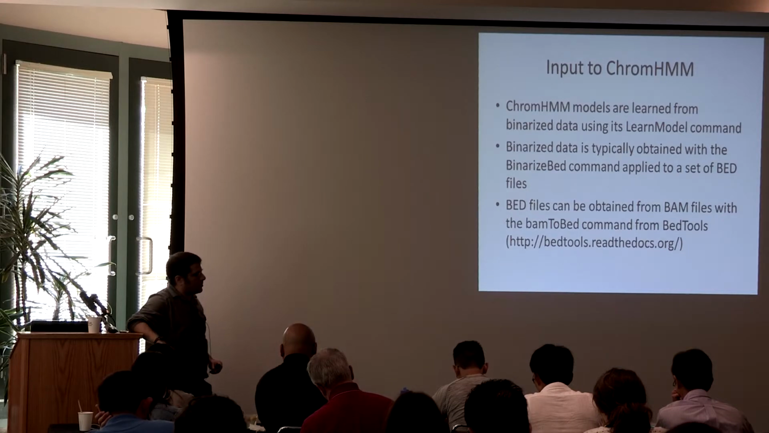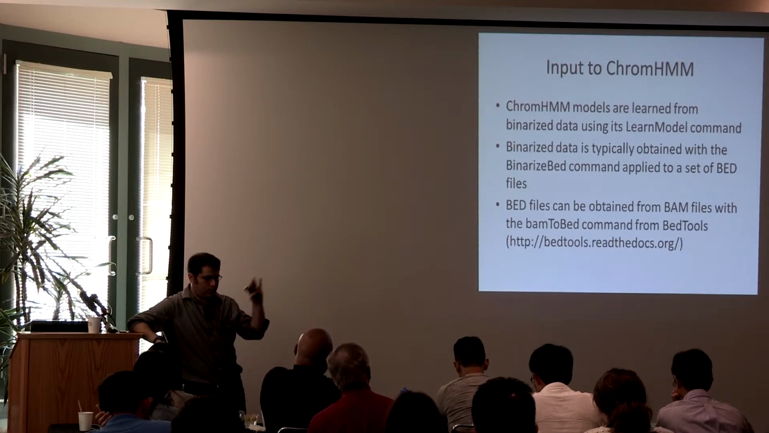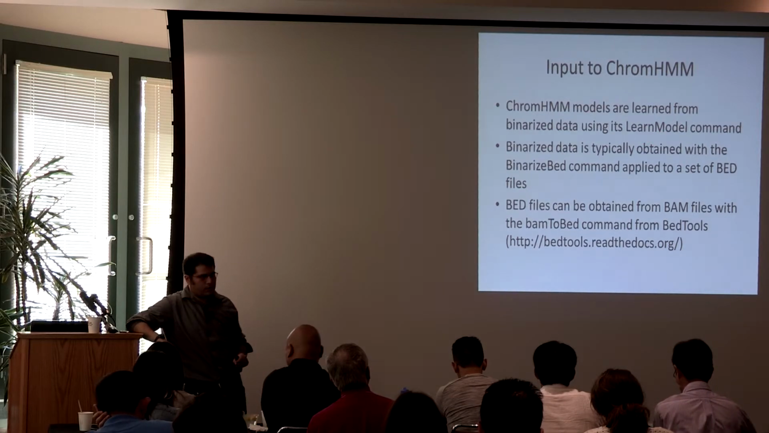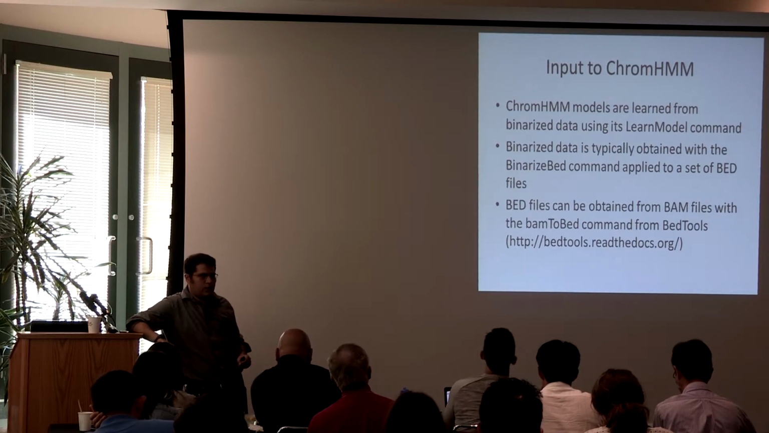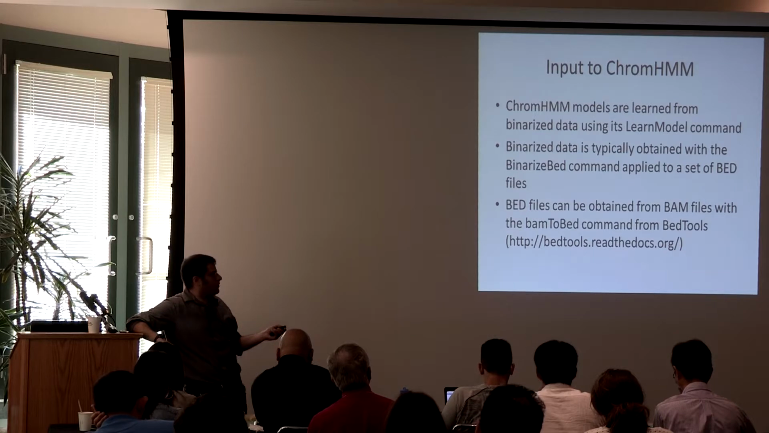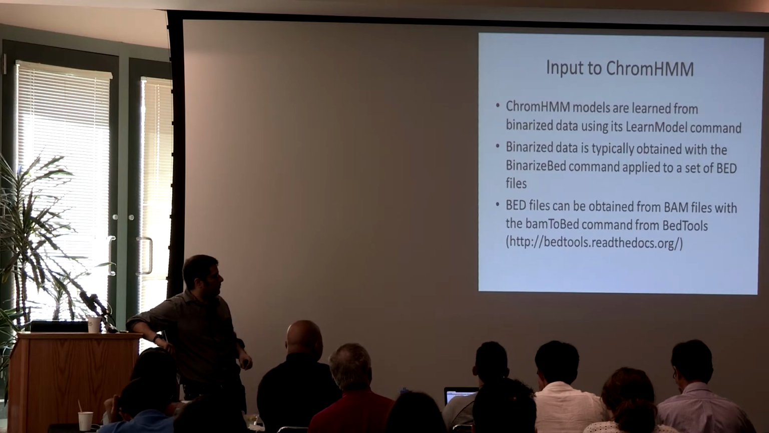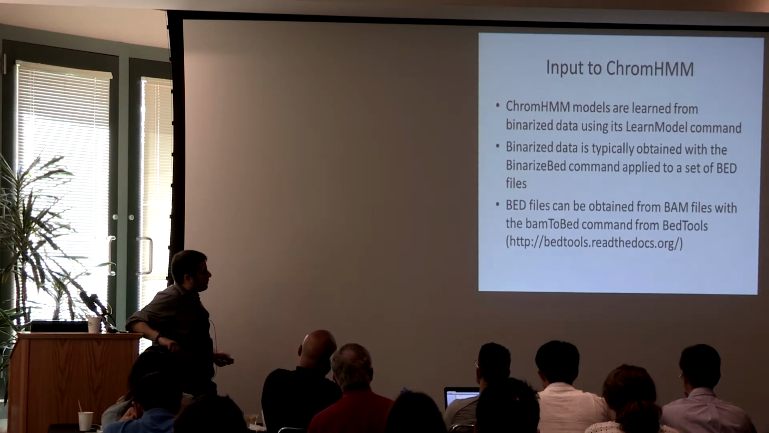So the input to ChromHMM, as I had talked about before, is this binarization of marks at these 200 base pair intervals. So the main command, and I'll illustrate this on the command line, is the command ChromHMM LearnModel, which assumes you have binarized data. And then the primary way to get the binarized data is if you have a set of bed files. So if you work with genomic data, you've probably come across bed files. These have the chromosome, the start and the end, and then have other information, including the strand of the read.